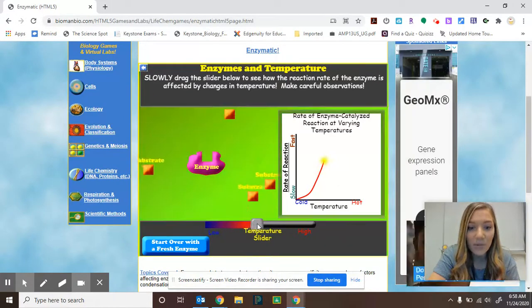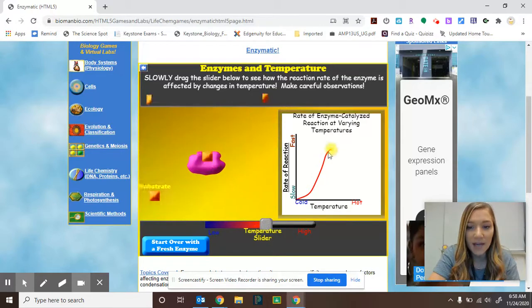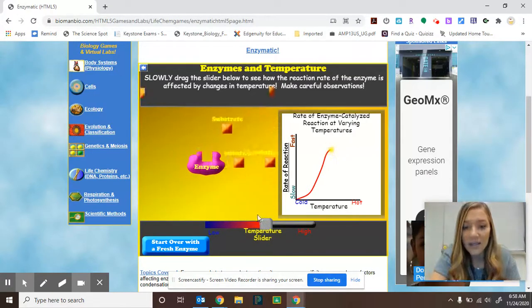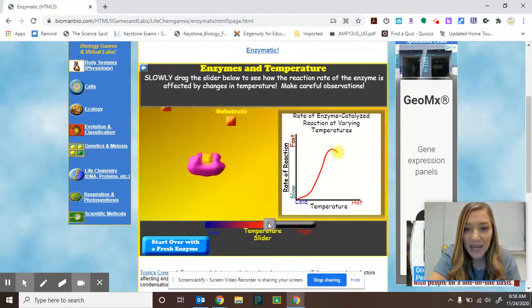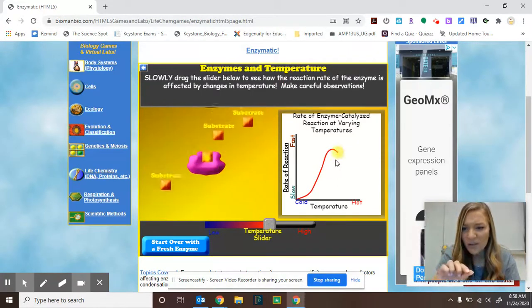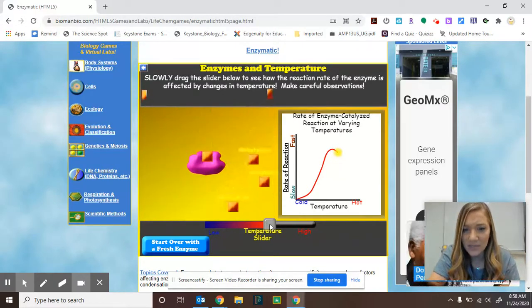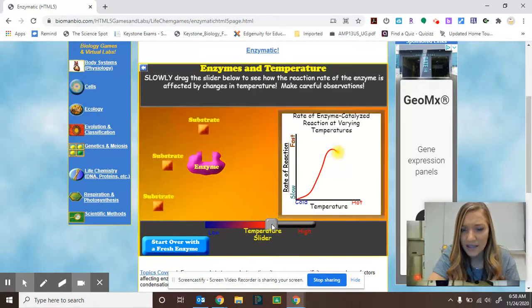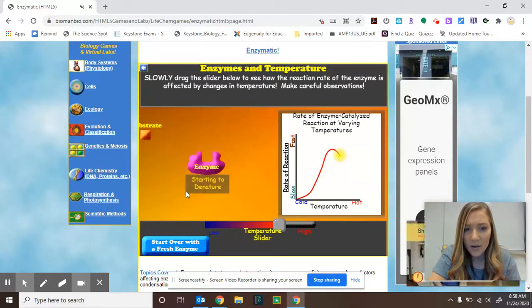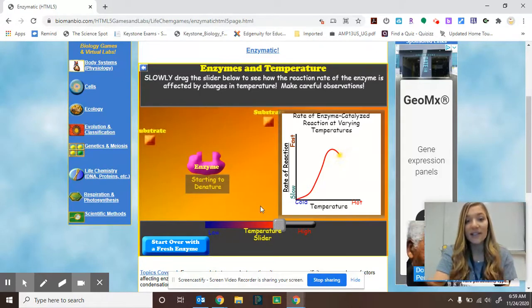And you can see that with the molecules. You can see that here on this graph. Look at that. We're going faster and faster and faster. And now we're near the top of our hill. As I continue to get warmer, you can see it's actually starting to go down a little bit in terms of speed. Something's off. Let's keep going warmer and warmer. Look at this little text box. It says our enzyme is starting to denature.